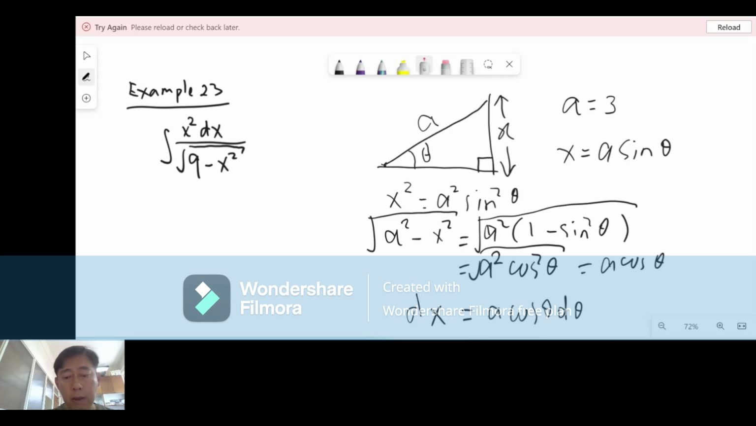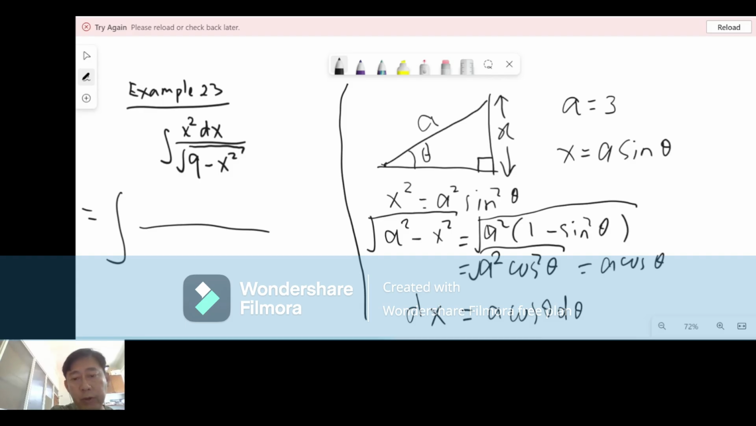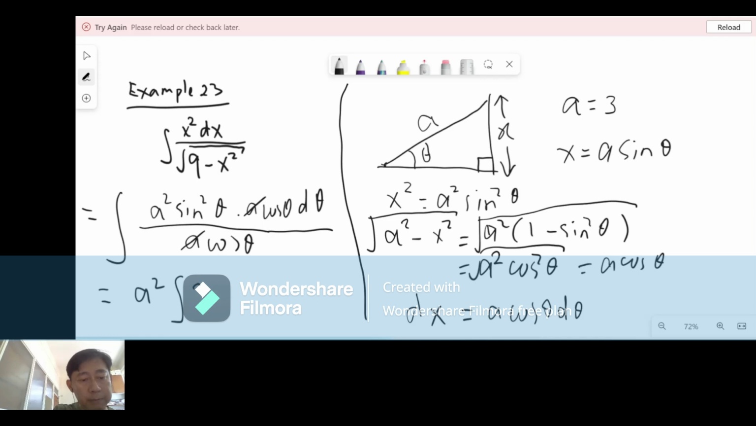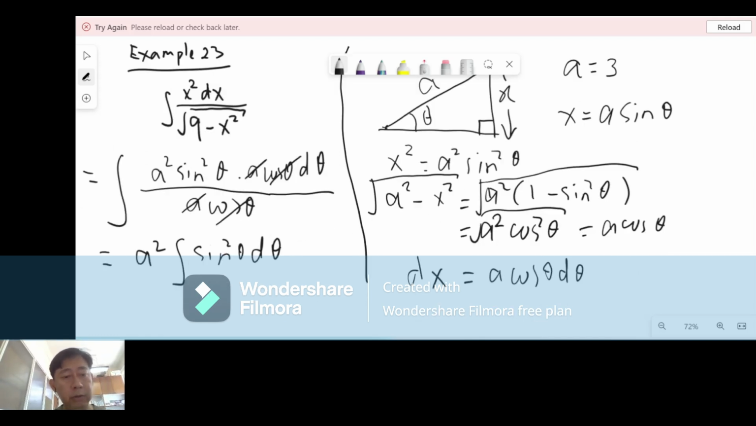So now we have all the expressions on the table: dx, the square root term, as well as the x squared term. So I'm going to write down here the expression for x squared dx, which is a squared sine squared theta. Dx is a cos theta d theta, whereas the square root term is just a cos theta. So we cancel off the a and are left with a squared times sine squared theta d theta. Here the cos theta term also gets cancelled off.